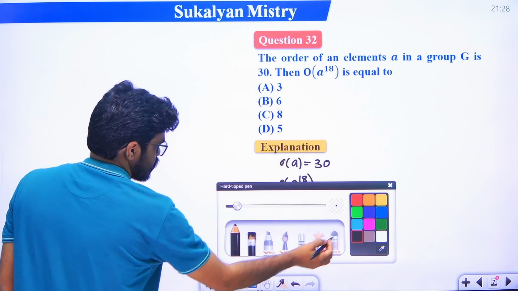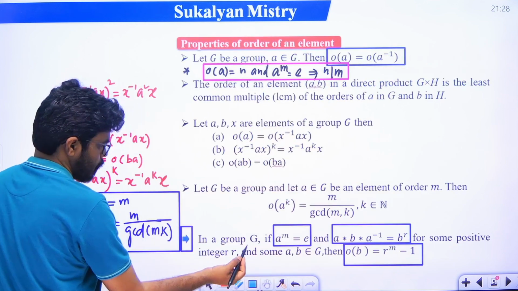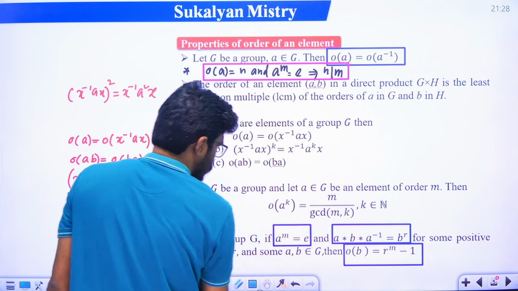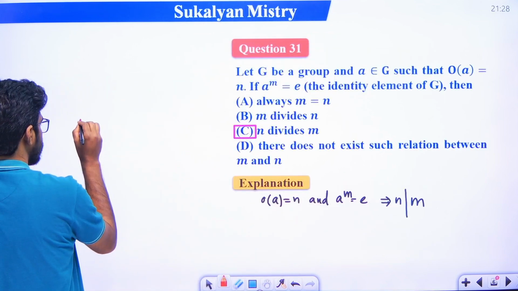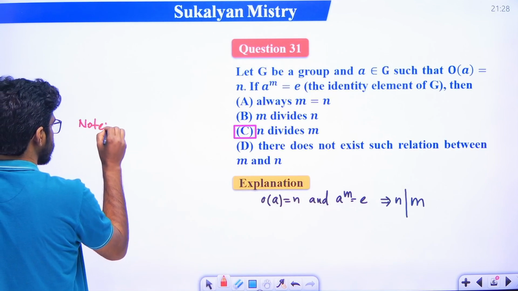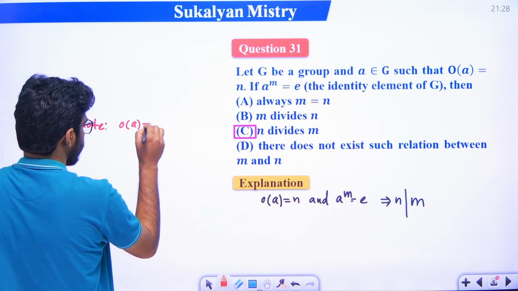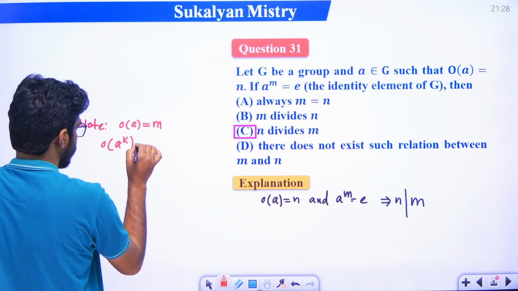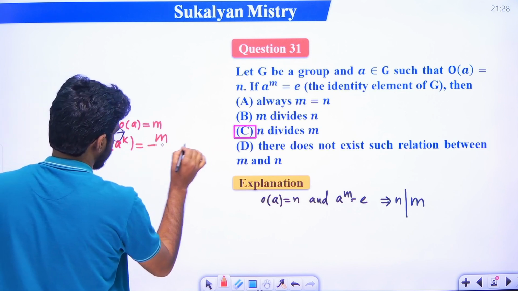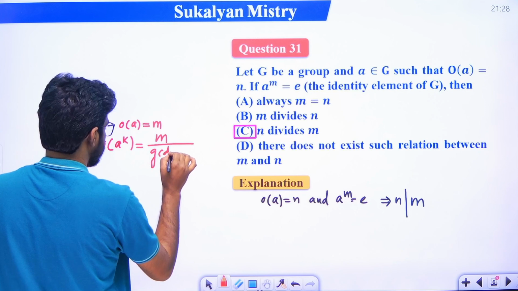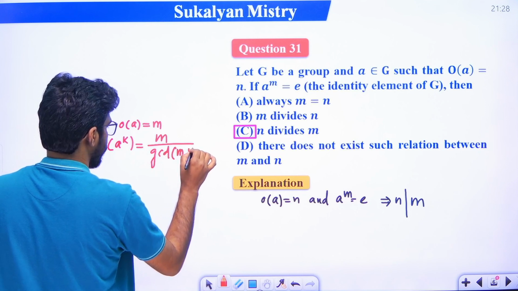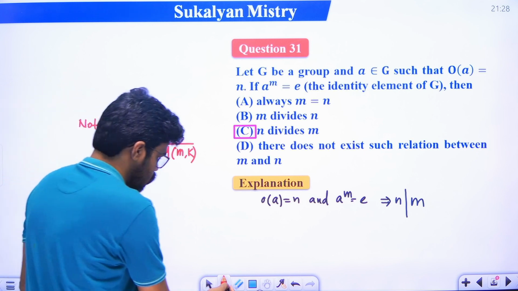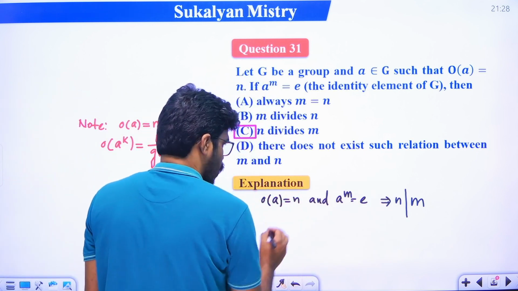Just recall this result. What is the result? If the order of A is m, then the order of A to the power k will be m divided by GCD of m comma k. Okay?